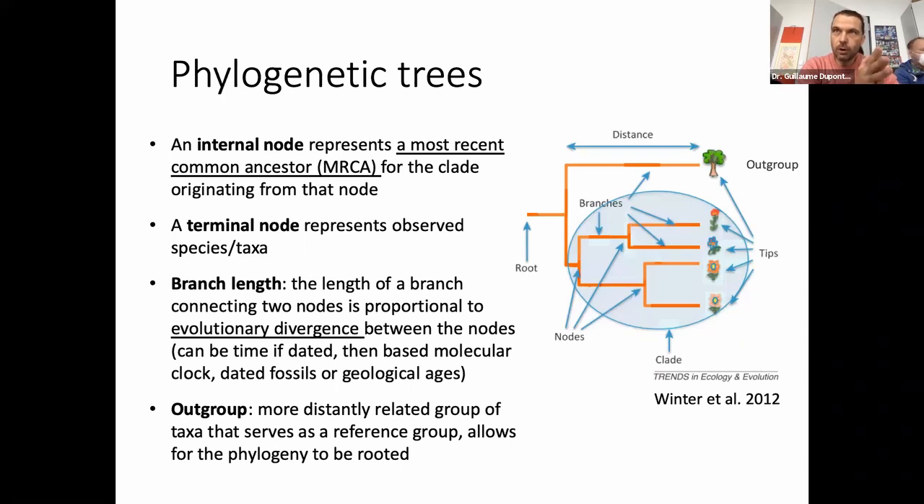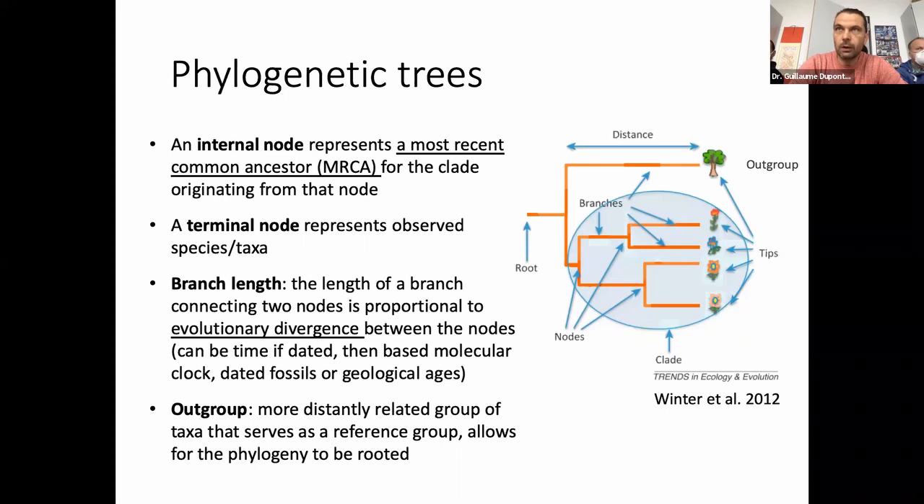You have terminal nodes. So these are the tips. And the tips are represented mostly, let's say, by species today. It could also be a higher taxonomic level, let's say a genus, a family, an order, whatever. It could also go below the species level. But let's assume this is species. And here we have these four plant species, those four flowers. So according to this phylogenetic tree, they form a monophyletic group, a clade.